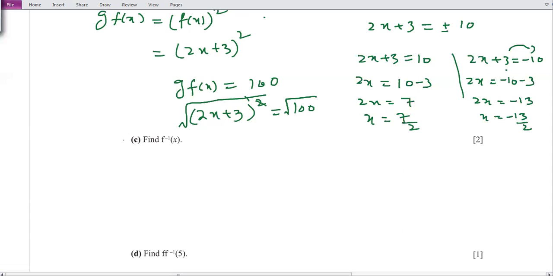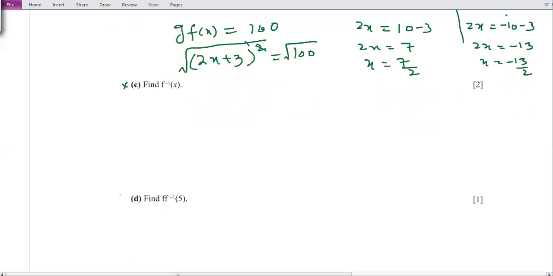The next is the inverse function, obviously we have to do inverse. This one is also related to the inverse function, so we will do it there.